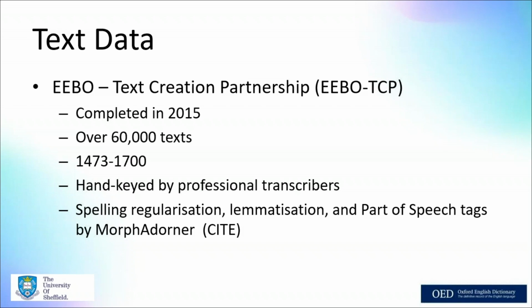We've got a computer process to regularize texts and to lemmatize them, such that we can search for lemmas across all inflectional forms, and also part of speech tagging, so that we can search, for example, for the word white as a noun or white as an adjective. All of that's done by Morphadorner, a software package developed at Northwestern University specifically for early modern English, and that's what sits behind the existing online interfaces for EBO TCP.